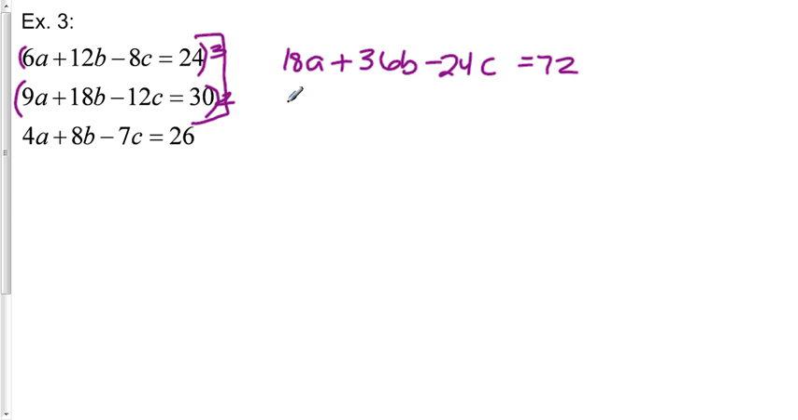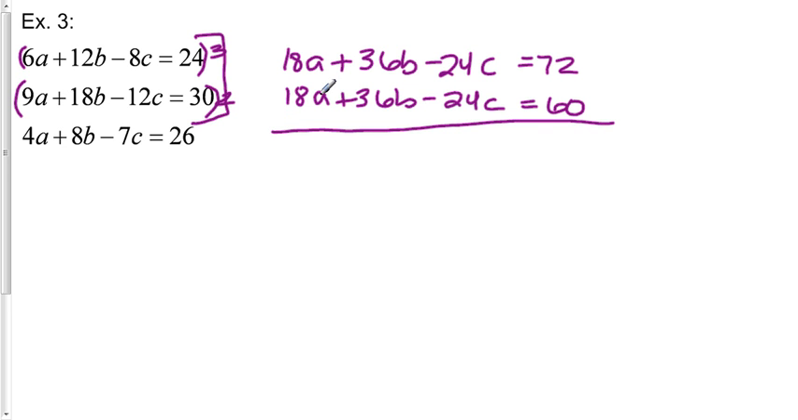Doubling everything in the second equation gives me 18a plus 36b minus 24c equals 60. Now let's eliminate the a's here by subtracting. Let's see what happens. 18 minus 18 gives me 0. 36b minus 36b gives me 0. Negative 24c minus negative 24c gives me 0. So every variable gets eliminated again.